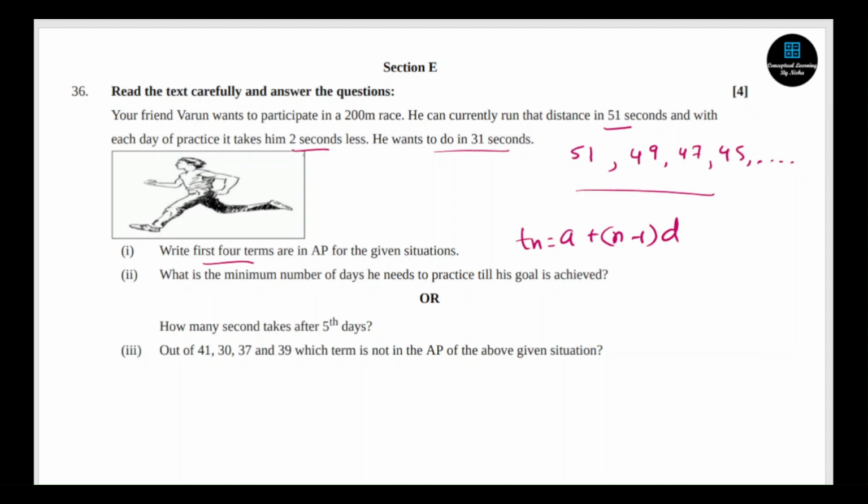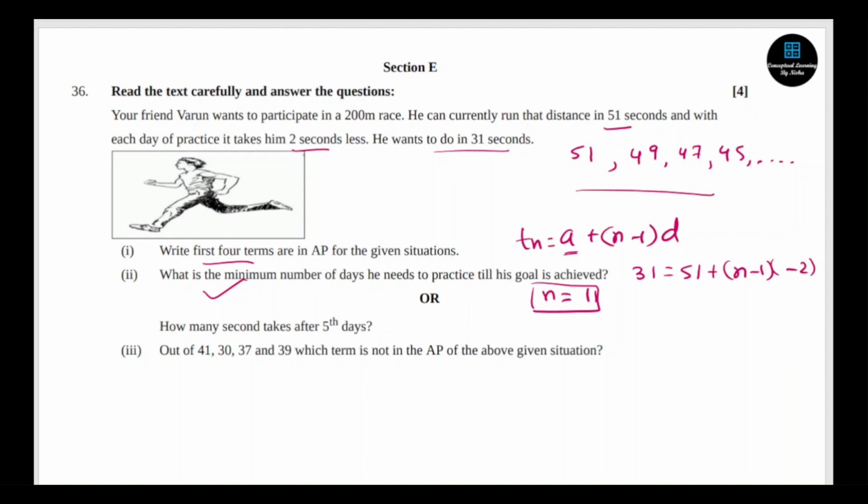Now we have all the values. Tn value is 31, a is 51, d is minus 2. When you substitute that, you will get the value of n. So when I substitute everything, 31 equals 51 plus (n minus 1) into minus 2. When I simplify, I get n equals 11. So the first answer we got like this. Now you have to write, he can achieve his goal in 11 days.